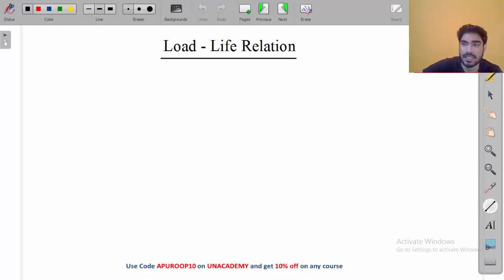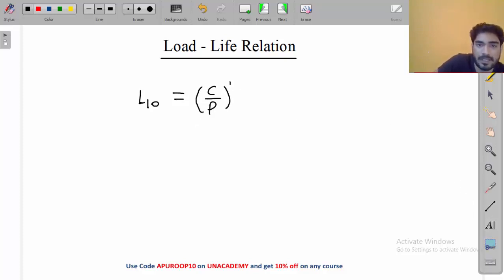Let's see. And this is a very important relation. All the numericals from rolling contact bearings are based on this one formula. You only have to remember this one formula, because every numerical from rolling contact bearing till now is based on this formula. In every exam, GATE, engineering services, PSU, SSC, state level exam, there will be numericals based on only this formula, my friend. What is this formula? Let's see. L10 equals, L10 means what? Rated life. L10 equals (C by P) whole to the power N.